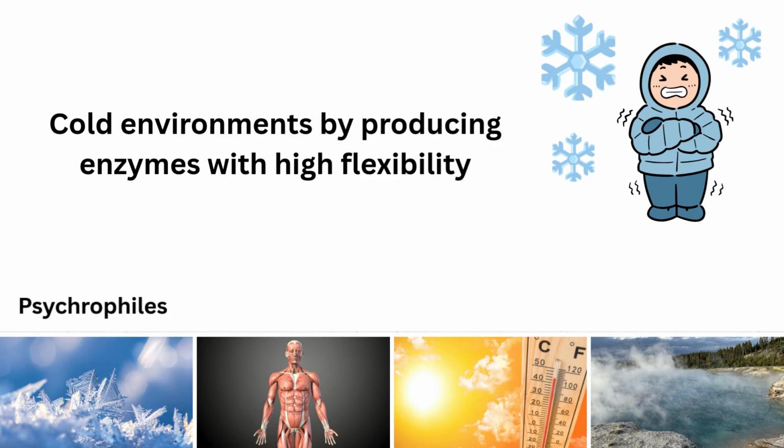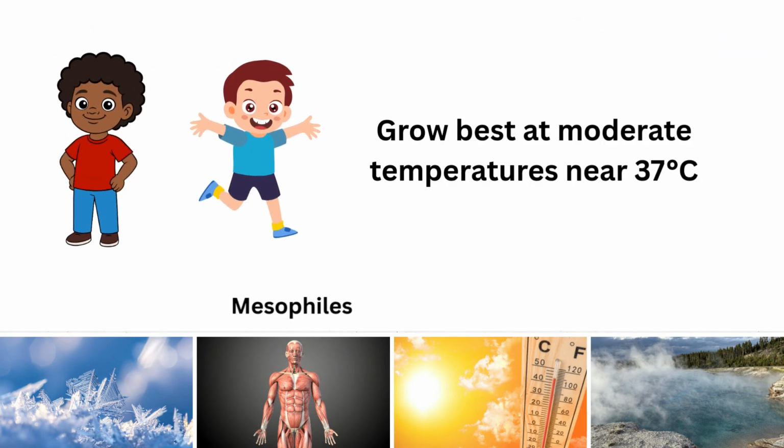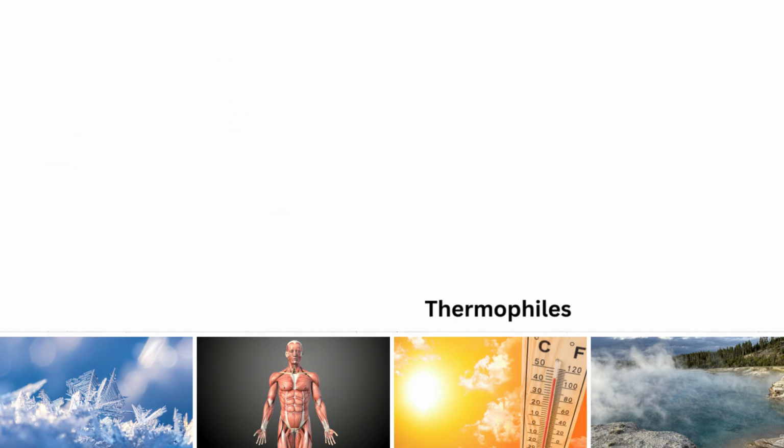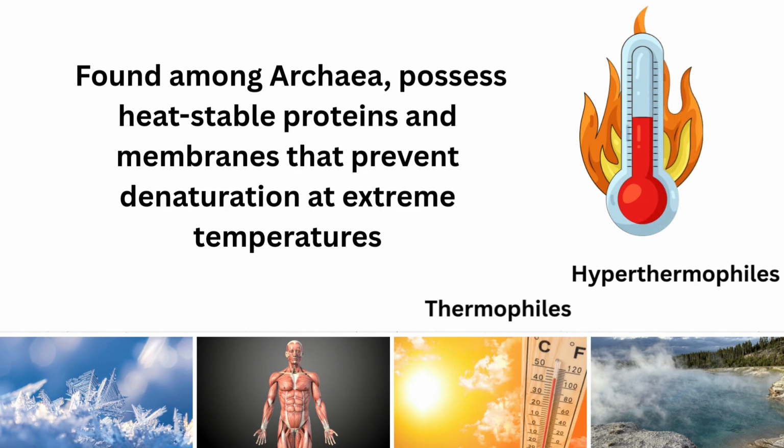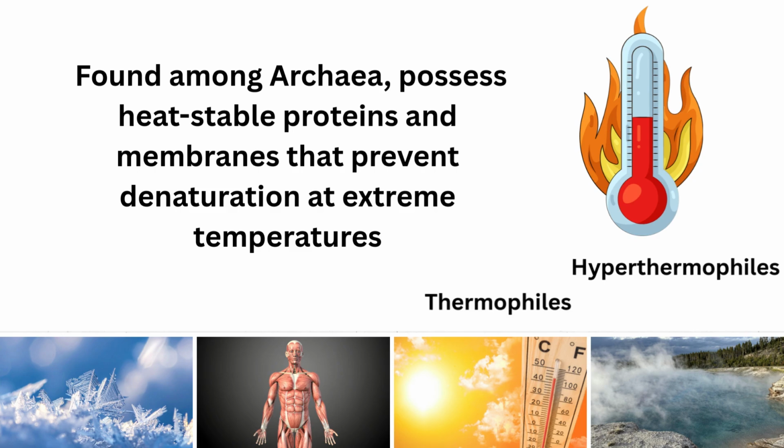Psychrophiles thrive in cold environments by producing enzymes with high flexibility, while mesophiles, which include most human pathogens, grow best at moderate temperatures near 37 degrees Celsius. Thermophiles and hyperthermophiles, commonly found among archaea, possess heat-stable proteins with membranes that prevent denaturation at extreme temperatures.